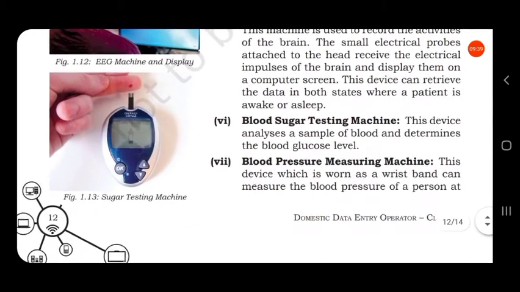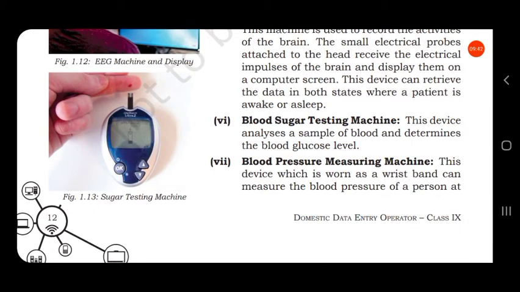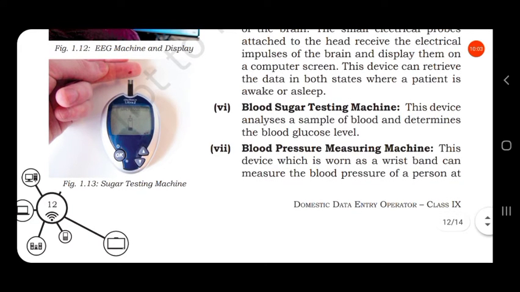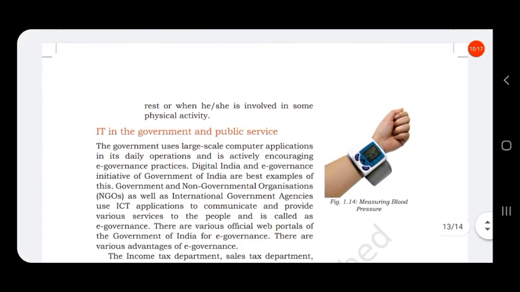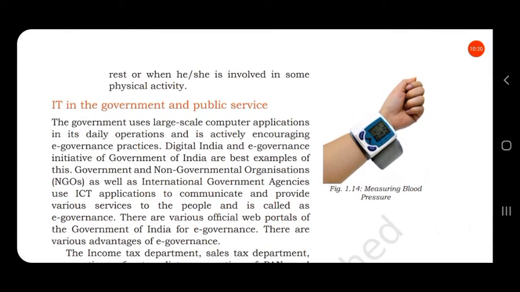Then most commonly used machines are blood sugar testing machines and blood pressure measuring machine. Now all these machines are available as digital machines. So blood sugar testing machine, this device analyzes a sample of blood and determines the blood glucose level. Then blood pressure measuring machine. This device, which is worn as a wristband, can measure the blood pressure of a person. So this is the blood pressure measuring machine.